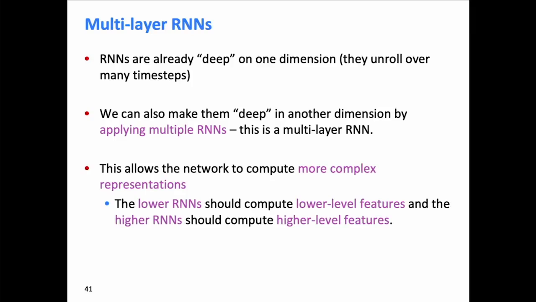The reason you would want to do this is because it might allow the network to compute more complex representations. This is the logic behind deep networks in general. If you're familiar with why deeper is better for, let's say, convolutional networks, this is the same logic. Your lower RNNs might be computing lower-level features, like maybe keeping track of syntax, and your higher-level RNNs are going to compute higher-level features like maybe semantics. And a note on terminology: these are sometimes called stacked RNNs.